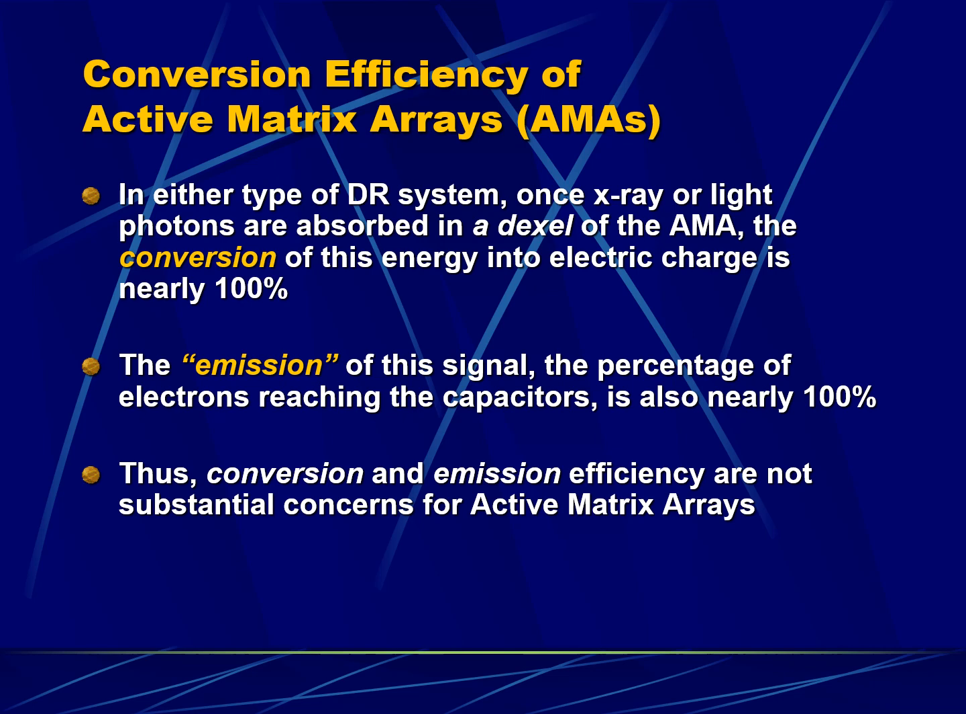Oh, look, looks like this is the last slide. Yay! So, conversion efficiency. X-ray or light photons are absorbed. The conversion of this energy into electrical charge is nearly 100% in either type of DR system. And so conversion efficiency into stored charges is nearly 100%. So that means it's a non-factor. Conversion efficiency in DR doesn't really factor into the overall detector efficiency because they're both 100%. So the percentage of electrons that reach the capacitors is also 100%.